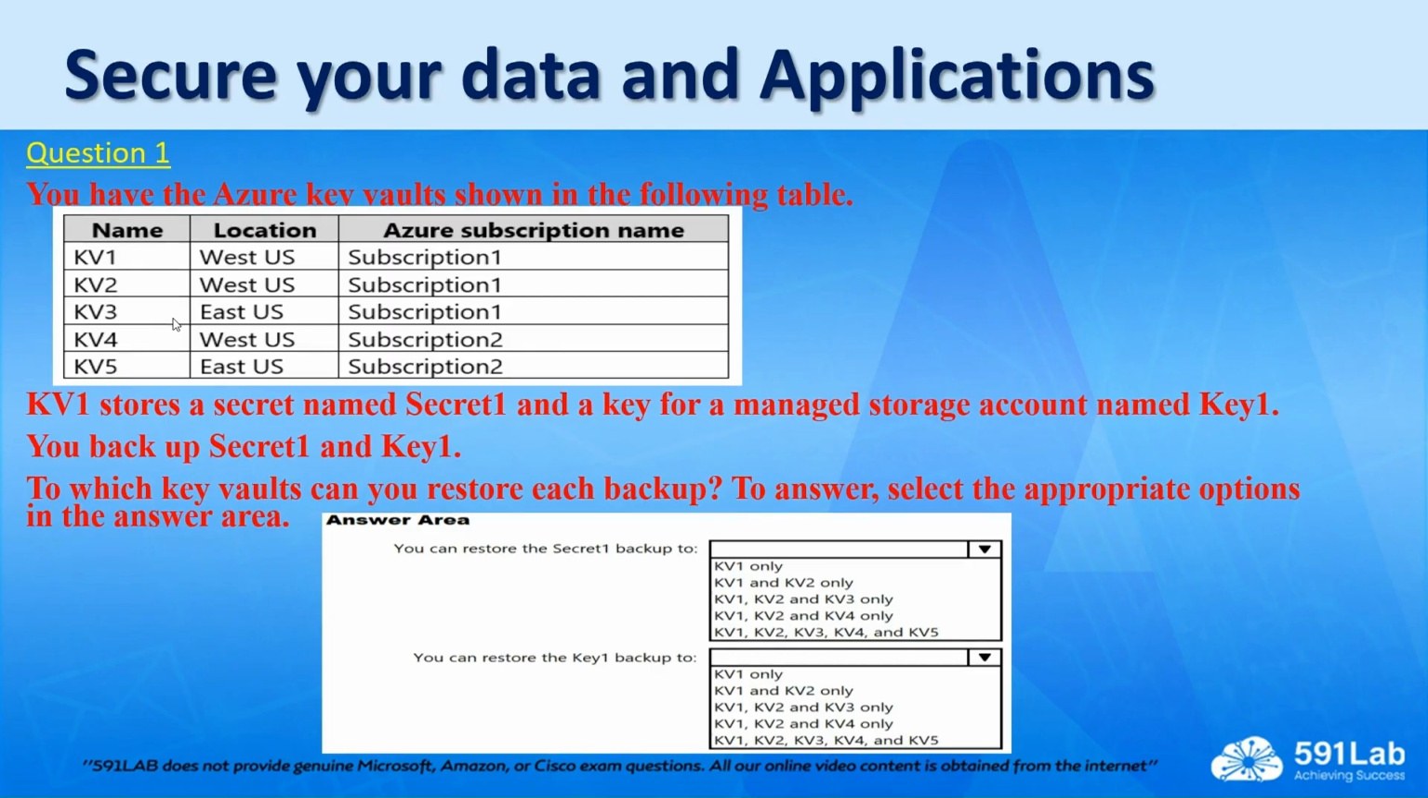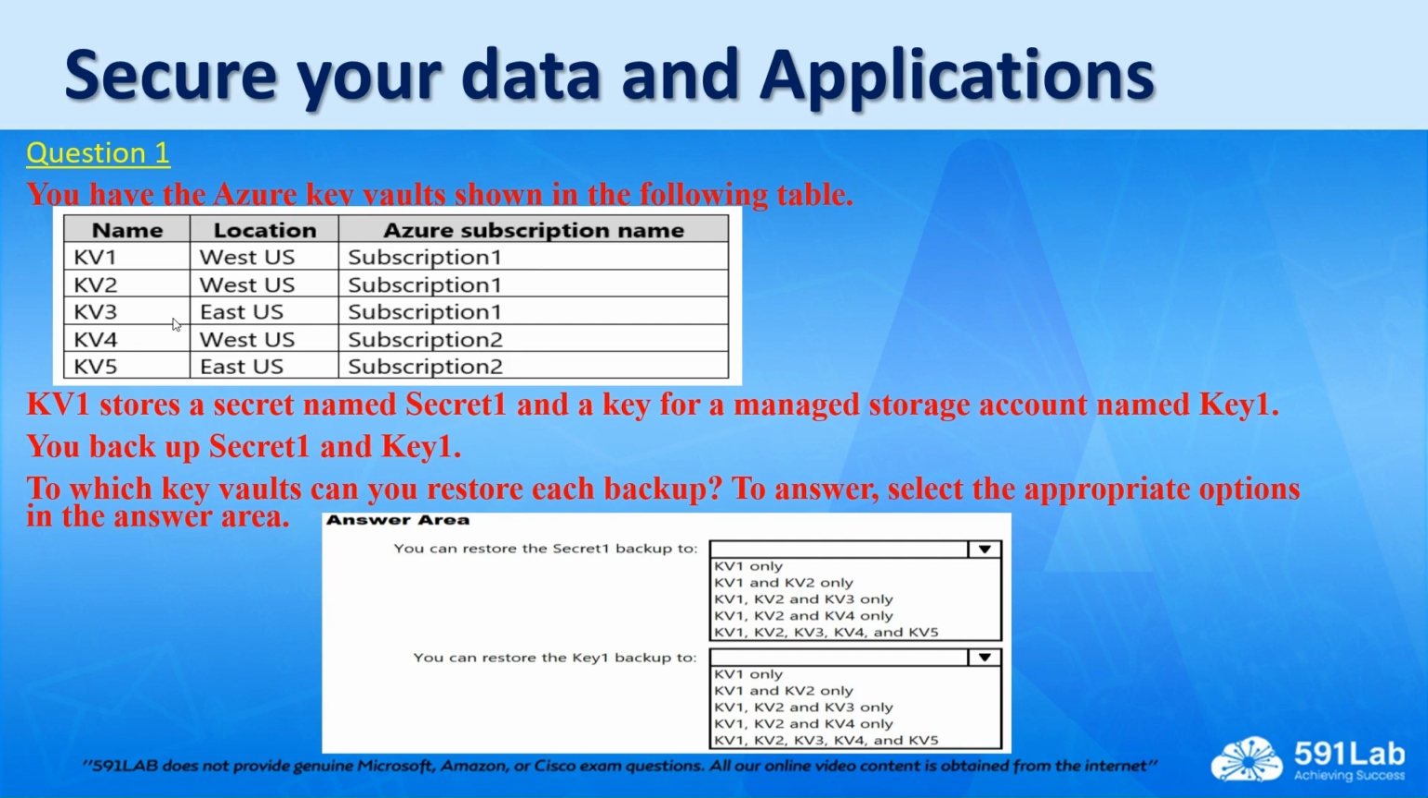You have the Azure key vaults shown in the following table. So you can see the table. It has got 5 key vaults, and these key vaults are deployed in different regions. So Key Vault 1 is in West US, Key Vault 2 is in West US as well, Key Vault 3 is in East US, Key Vault 4 is in West US, Key Vault 5 is in East US. And also you can see the column of Azure subscription name. These particular Key Vaults also exist in different subscriptions.